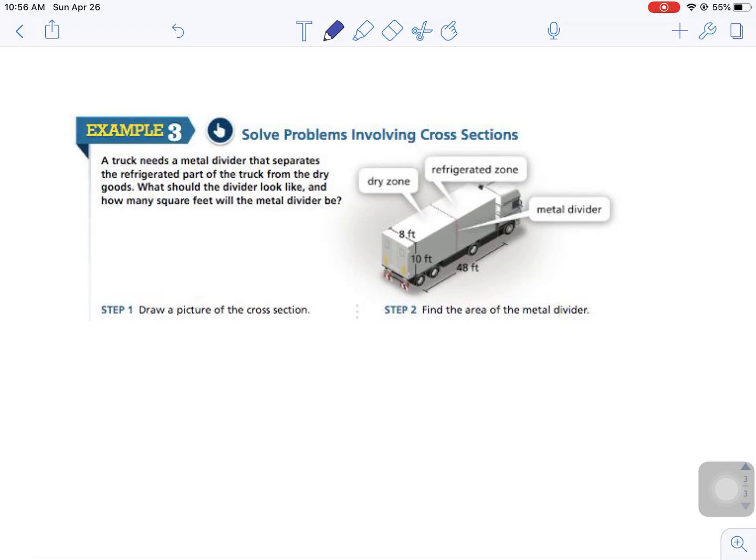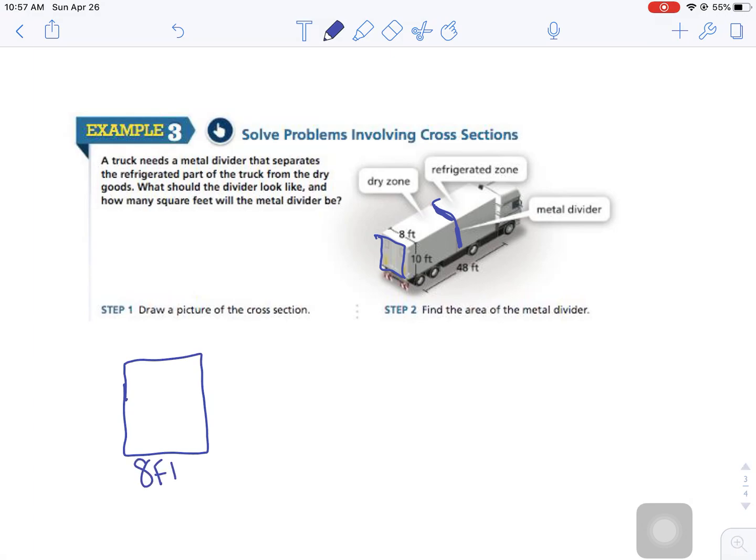All right, last one. A truck needs a metal divider that separates the refrigerated part of the truck from the dry goods. So we have our dry zone in the back and our refrigerated zone in the front, and it's telling us that we need to make a cross section with this metal divider. So if we were to put a metal divider in there, making that slice vertically, what would our cross section look like? So if we were to make that vertical cut, it's going to be parallel to this front face, which is a rectangle. We know we have a length of 8 feet and a height of 10 feet.